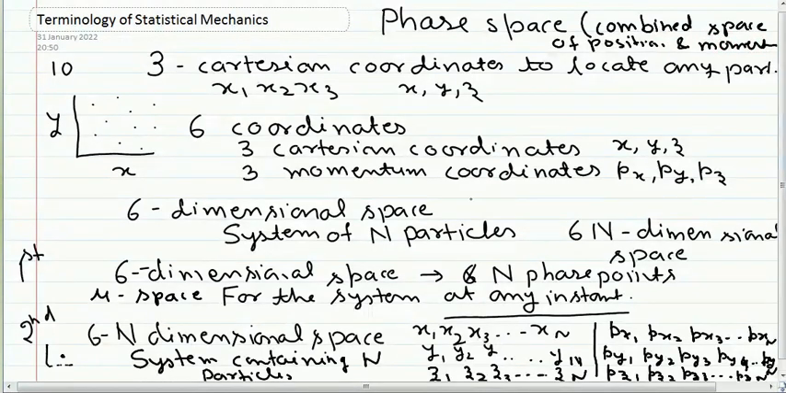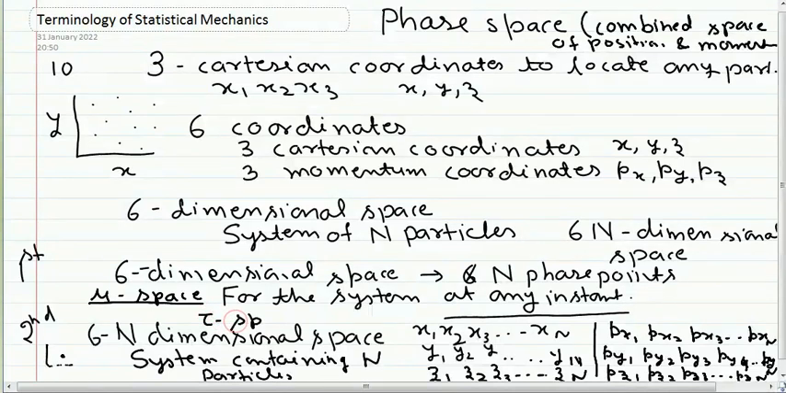So that is known as the phase space. And if we represent the phase space by the 6-dimensional space, then that is known as the mu space. In the mu space, for a system containing n particles, we will have n phase points at any instant of time. But if we take the 6n-dimensional space, then that space is known as the tau space.